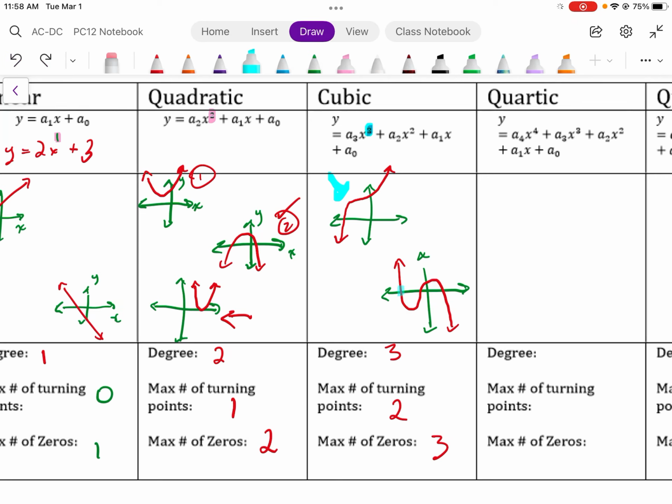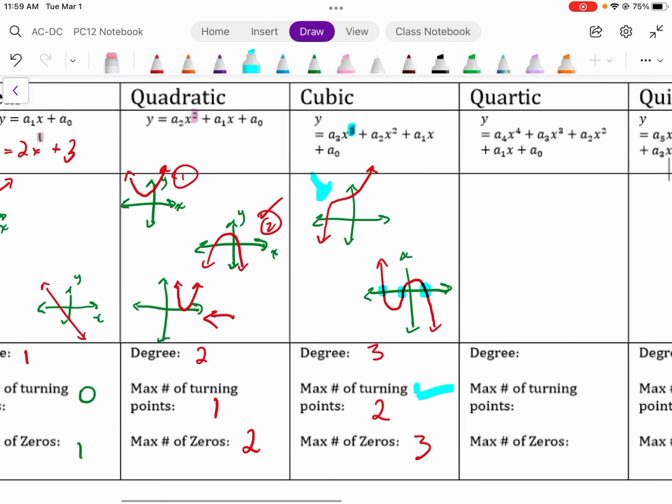Maximum number of zeros or x-intercepts, there's 1, 2, 3. It's going to be 3. So the maximum number of zeros matches the degree. Sorry, the number of turning points is 1 less than the degree.